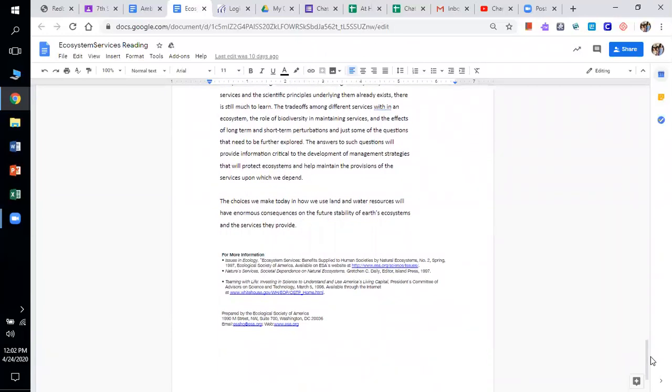The choices we make today in how we use land and water services will have enormous consequences on the future stability of Earth's ecosystems and the services they provide.